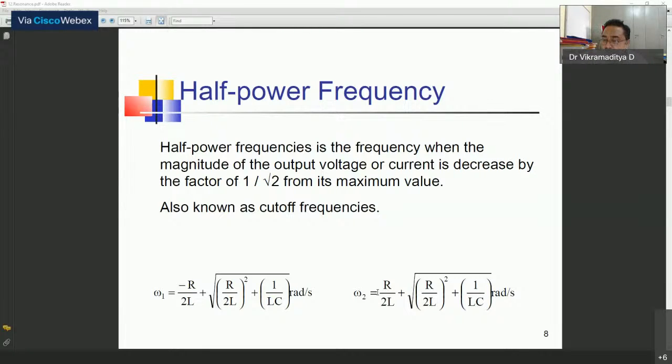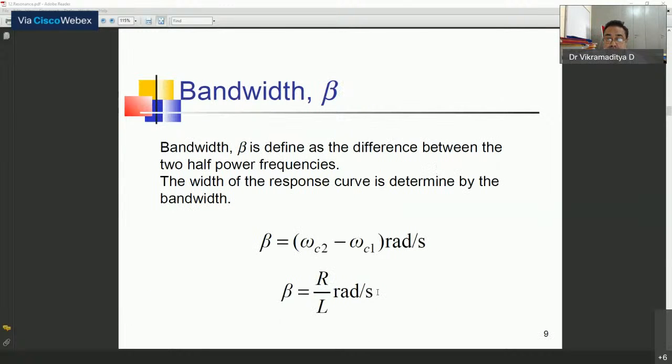So we define the difference between the two half power frequencies as the bandwidth, and we have calculated it, and this comes out to be R by L. So it is very clear that the bandwidth depends upon the parameters, that is the resistor and the inductor, the values chosen in the circuit. This beta is nothing but a difference of two frequencies, but it depends upon the two parameters R and L, where R is the numerator and L is the denominator.